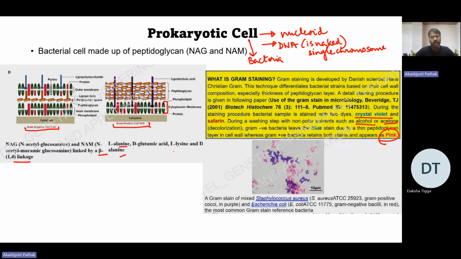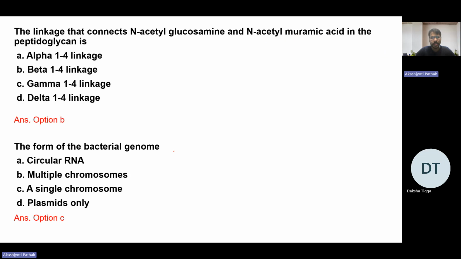The cross-linking is by a tetrapeptide, and the peptidoglycan is a polymer of two sugar units. One is NAG and another is NAM. And this NAG and NAM are linked by the beta-1,4 glycosidic linkage. So these are a few of the questions which are asked in your assignment. So remember these things: the N-acetylglucosamine, N-acetylmuramic acid, the peptidoglycan, the linkage is what? It is beta-1,4 linkage.